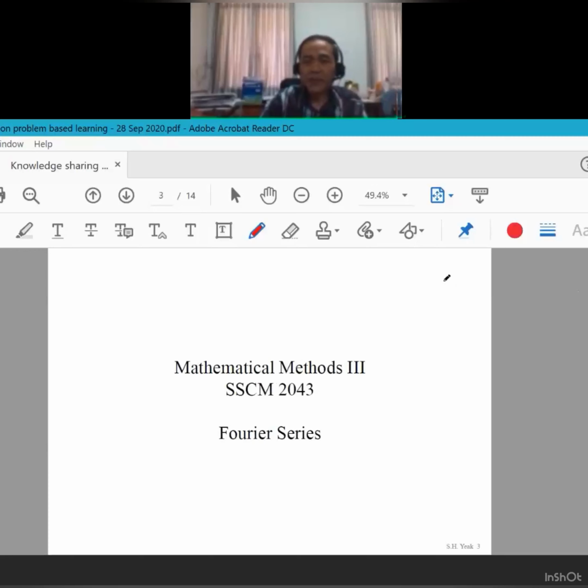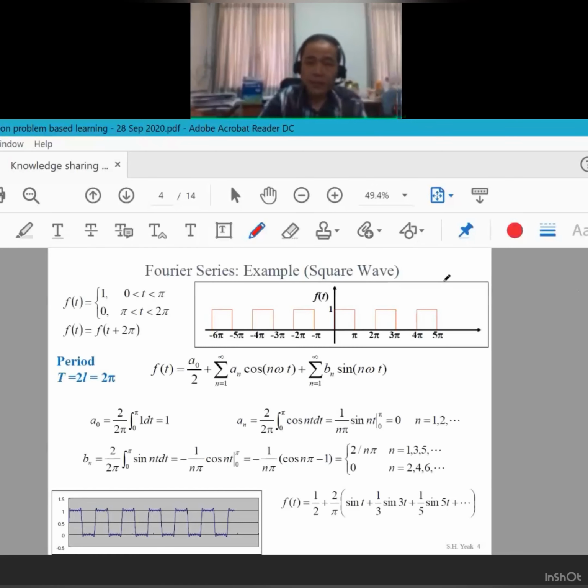Okay, I take one example. During the MCO, I conducted classes on Mathematical Methods 3. I take one example, the Fourier series. This is an example of the Fourier series. Then I plug in the graph and show these equations, the formulas, and then we try to get the results.